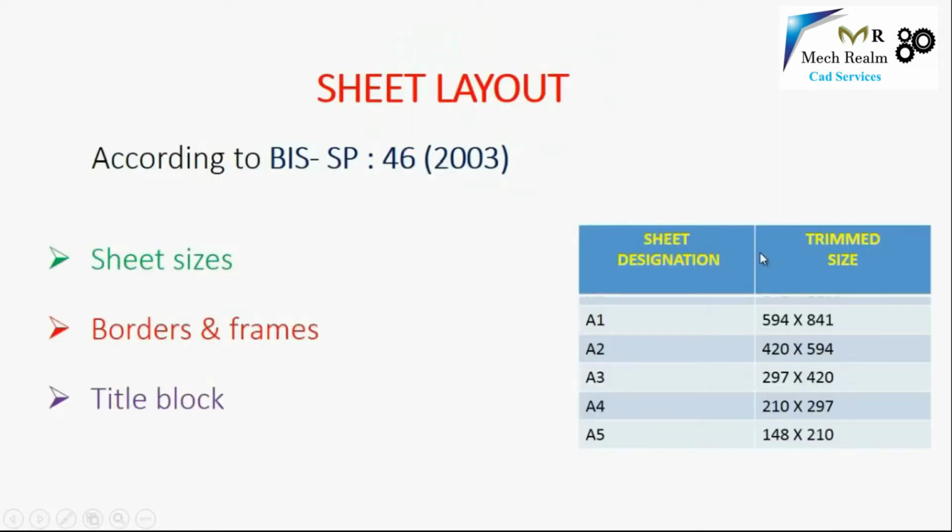Now on the right hand side, bottom right side, we are having the sheet designation and the trim size. Basically, we are having the five basic sizes, although there are many varieties of paper sizes present, but we are going to deal only about the five ones, that is A1, A2, A3, A4 and A5. Now if we talk about the A1 size, its size is 594 by 841. Now we are going to study and we are going to deal in the paper size A1.